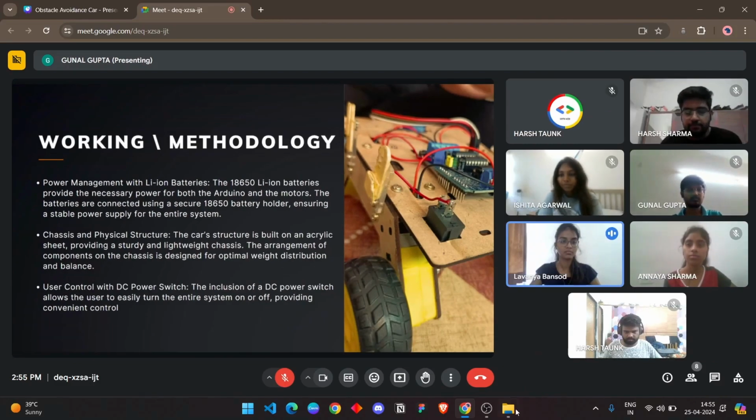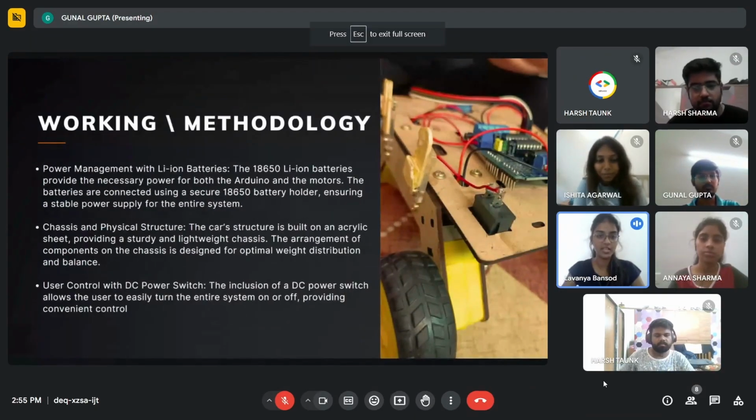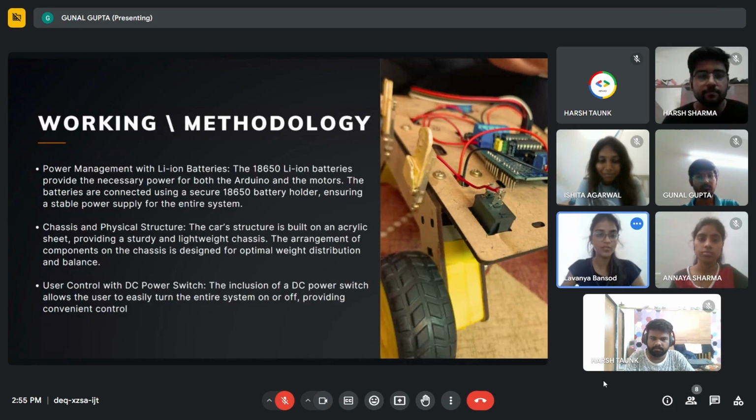The next we have chassis and physical structure. The car structure is built on an acrylic sheet, providing a sturdy and lightweight chassis. The arrangement of components on chassis is designed for optimal weight distribution and balance. Next, we have user control with DC power switch. The inclusion of the DC power switch allows the user to easily turn the entire system on or off, providing convenient control.